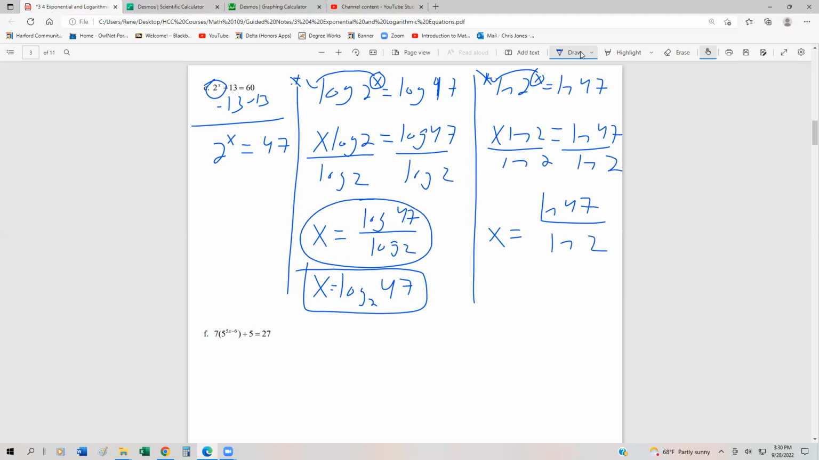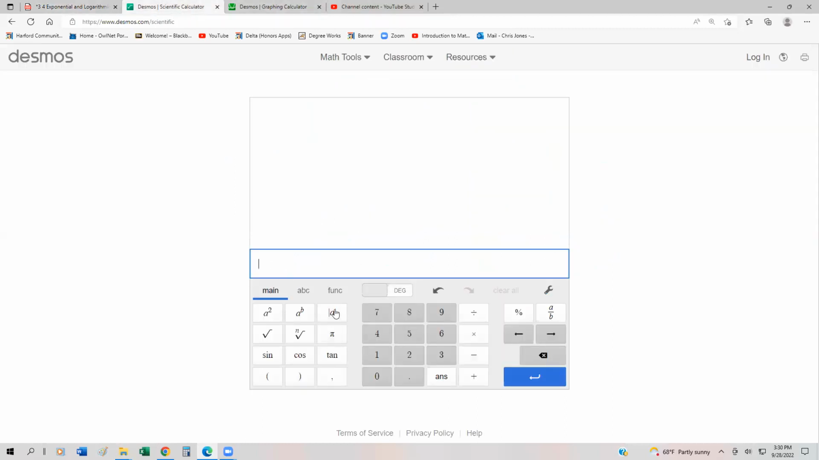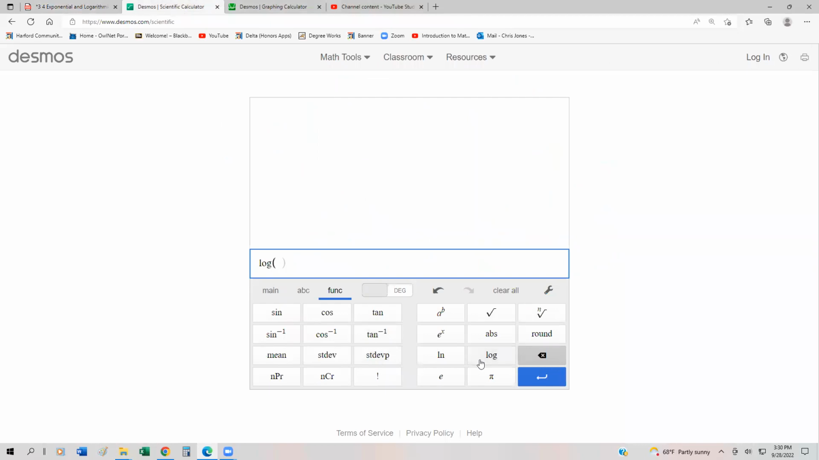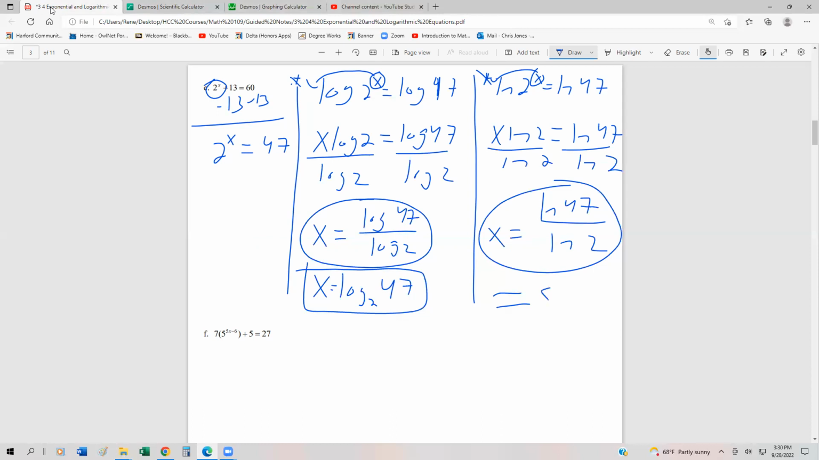All right, now, we've shown this in previous videos, but I just want to verify that we should approximate the answer, and no matter which way we do it, we're still going to get the same answer for either log 47 over log 2 or ln 47 over ln 2. All right, so in our calculator, we could take our log of 47 and divide it by log 2. And that's going to give us 5.555.